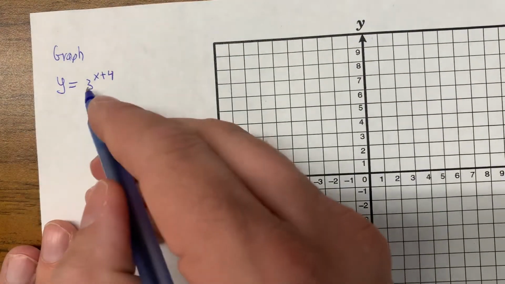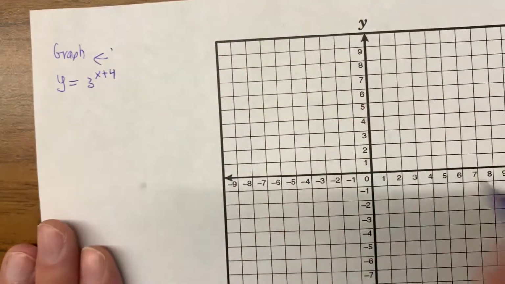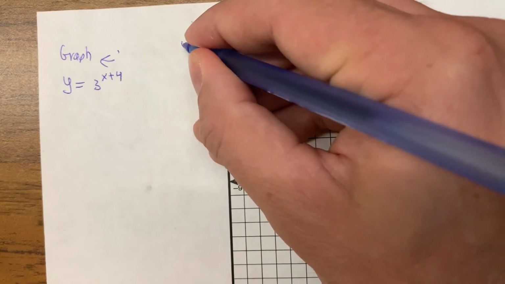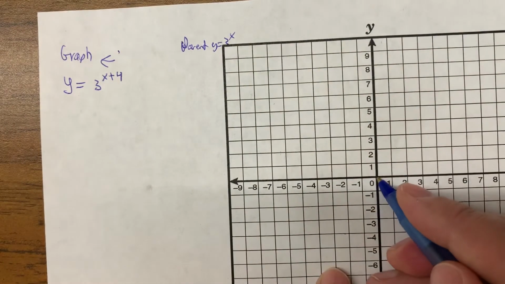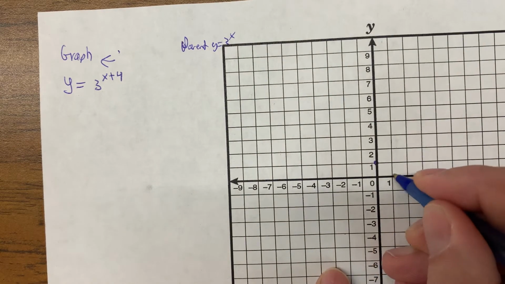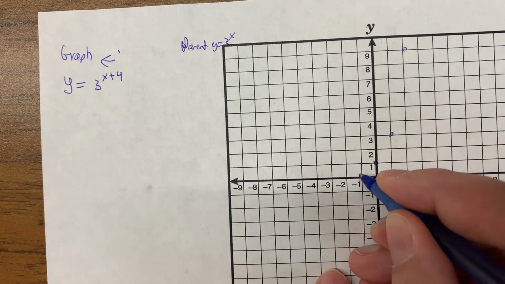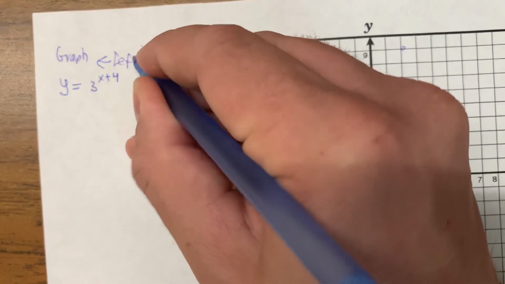Hopefully we feel good that this is an exponential function, and you should know the parent function, and we can shift it 4 to the left. So what we're going to do is we know the parent function is y equals 3 to the x, and you should know that on that parent function there's a point at (0, 1), (1, 3), (2, 9), (-1, 1/3), whatever. And this is going to be a shift left by 4.